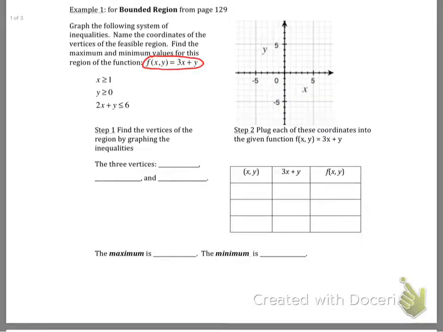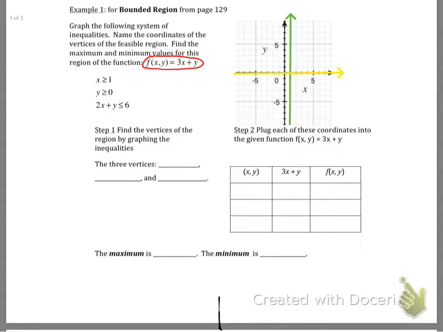All right, so again, that function right there we'll use to find our maximum or minimum values, and we'll plug in our vertices. So let's look at the 3 lines we were given. All right, first I have x is greater than or equal to 1. It's a vertical solid line through 1 on the x-axis. Then I have y is greater than or equal to 0, a horizontal line going through 0 on the y-axis.